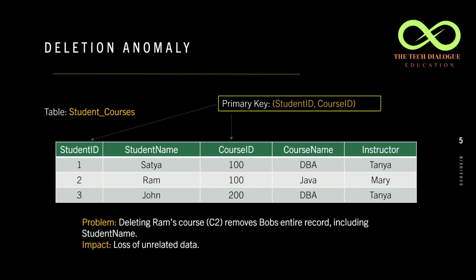Next, let's talk about deletion anomalies. Using that same student courses table, suppose we have three students: Satya and John enrolled in DBA course and Ram enrolled in Java course. If Ram decides to drop Java, you delete his row. But oh, deleting that row also wipes out Ram's name and ID, even though he is still a student at the school. That's a deletion anomaly. You lose important data you meant to keep just because student and course info are tangled up in one table.